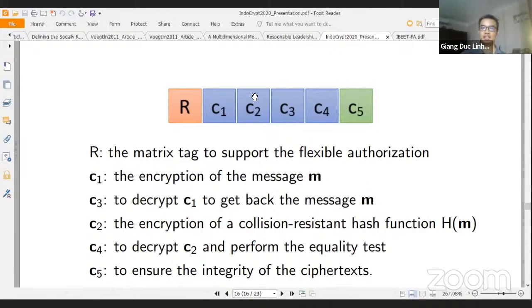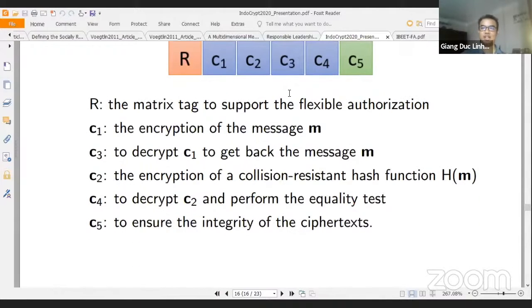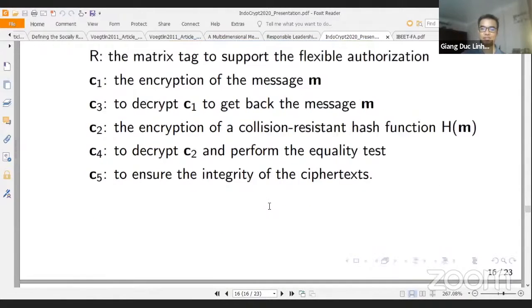So C2 here actually is used for the equality test, and the R combined with the C2 is to support the flexible operation. C9 is to ensure the integrity of the ciphertext.